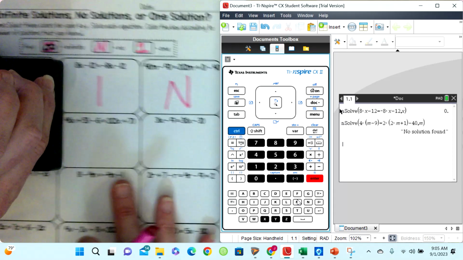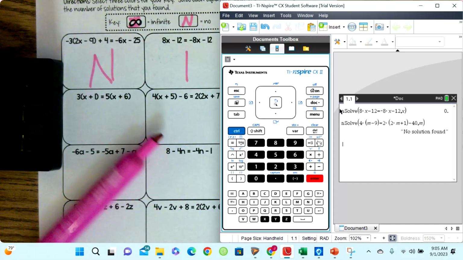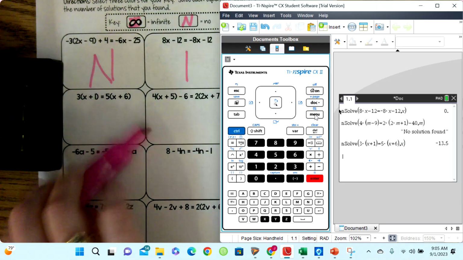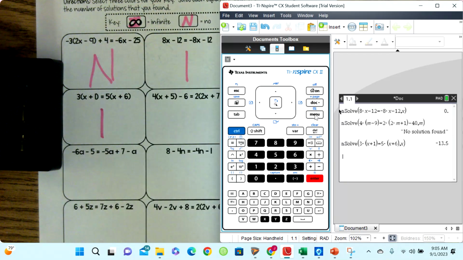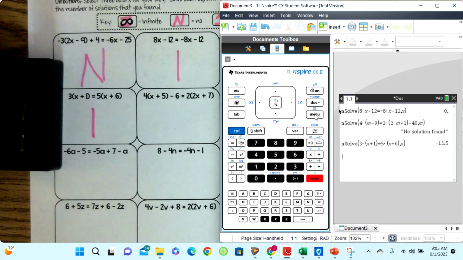And so if we go back now to the next row, again, it's just drill and kill today. So we've got 3x plus 1 equals 5 times x plus 6, comma x. If it gives me a number, it's got one solution. So let's look at one now that has infinite solutions, that next one there.